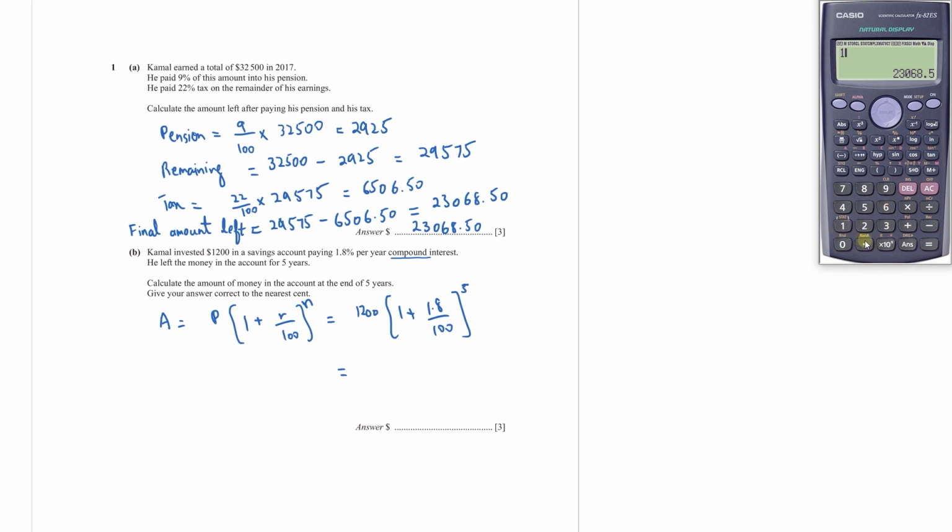So this will be 1.8 divided by 100 plus 1, and this power will be 5, and then multiplied by 1200. So this is 1,311.96. So $1,311.96 will be the amount in this savings account after 5 years.